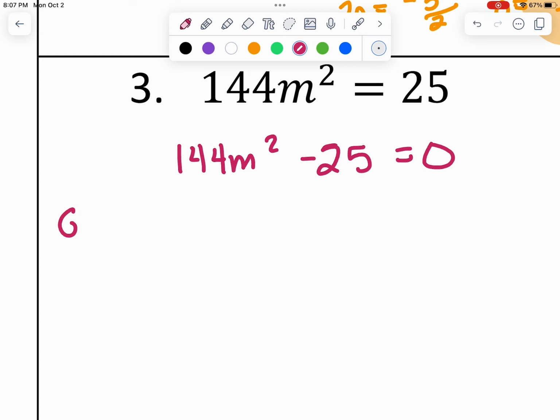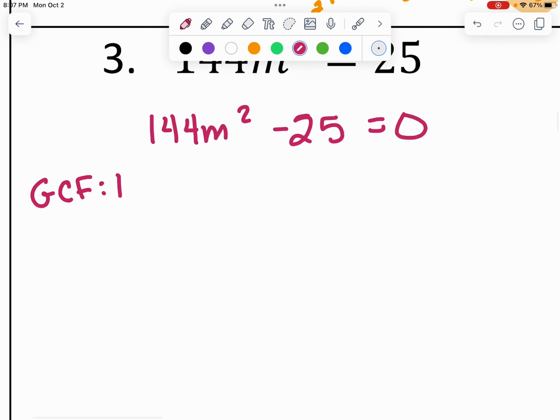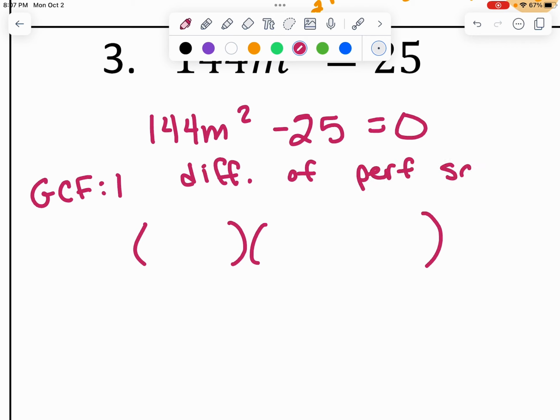So what's the GCF there? Is it 1? Yeah, you want to say 2 or 5, but it's not, because you've got a 5 in the odds and an even in the end. Now, do you remember that this is the difference of perfect squares? Do you remember the shortcut to factoring this? Is it the square root of 144, 12m minus 5 and 12m plus 5? That's right.